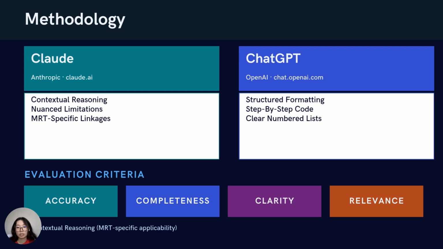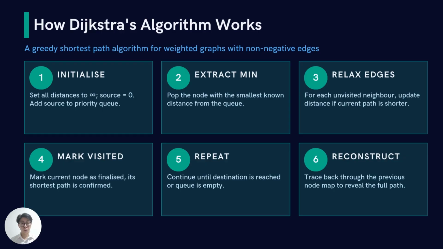Each has distinct strengths. Claude tends towards contextual reasoning and nuanced limitations, while ChatGPT excels at structured formatting and step-by-step code explanations. We evaluated both chatbots across 4 criteria from the assignment brief: accuracy, completeness, clarity, and relevance. We also added a fifth criterion, contextual reasoning, to capture how well each chatbot links its answers back to our MRT scenario specifically.